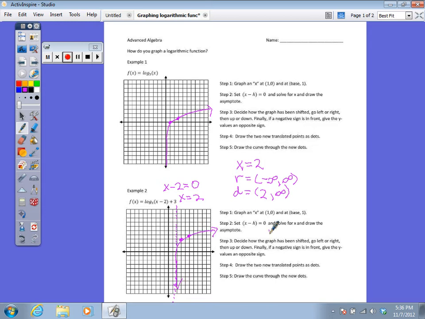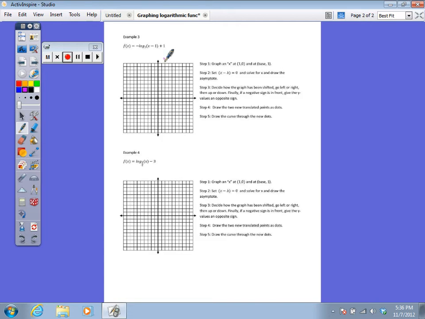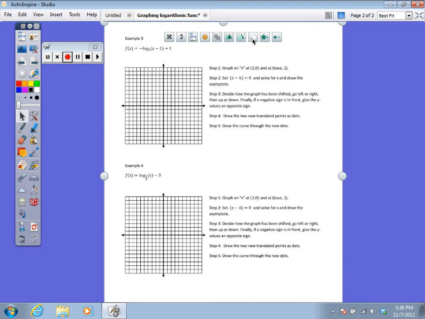And that's how we do a transformed function. All right, let's go to the next page. And I'll increase this a little bit. All right, so now we have a negative log function. That means everything is going to turn upside down. Any y values we had before will be the opposite. So the entire function is going to flip over the x-axis.